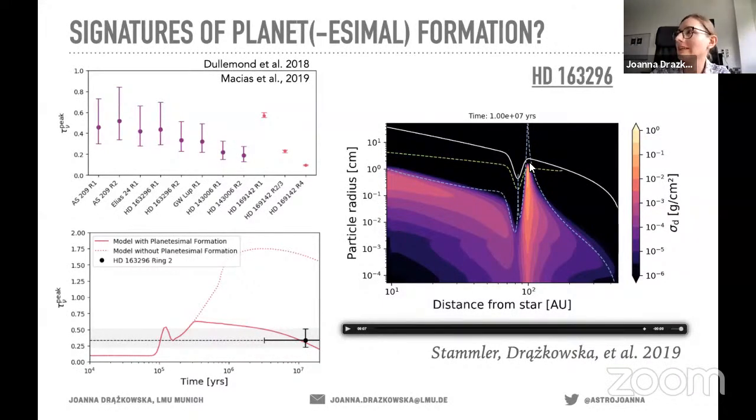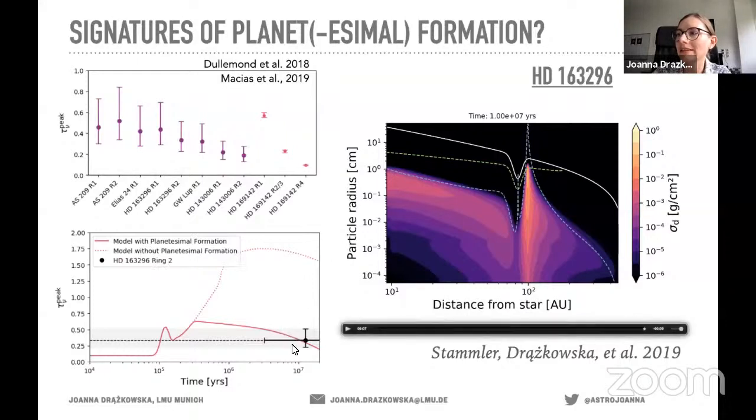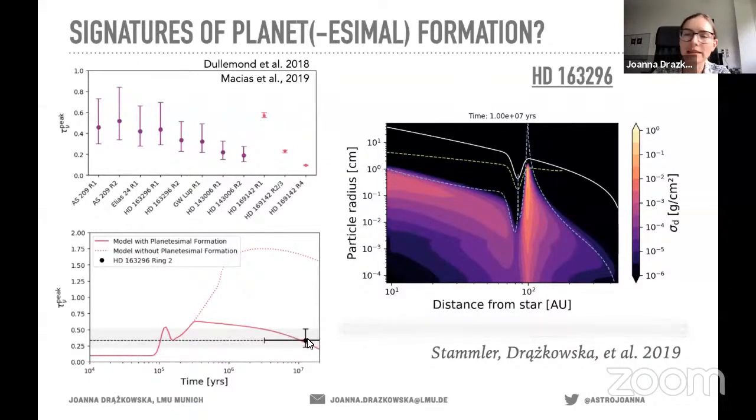But the important thing here is that the models of planetesimal formation that we have now are exactly producing annuli such as those observed with ALMA. So we can treat these optical depth values as a sort of indirect evidence for ongoing planetesimal formation.